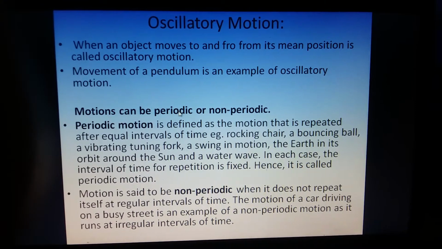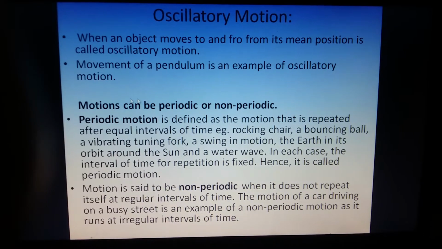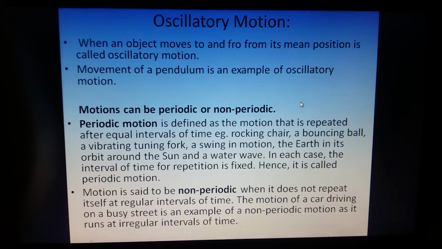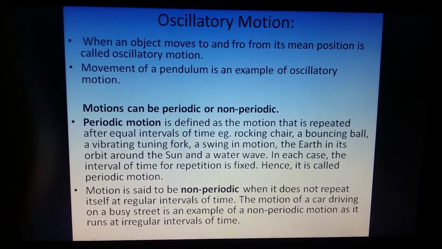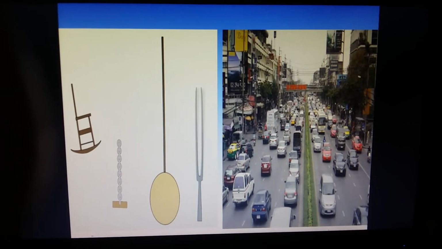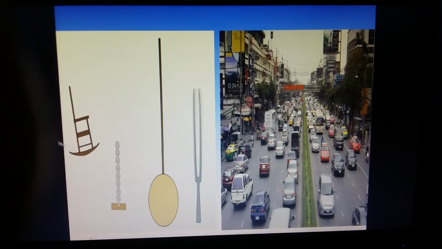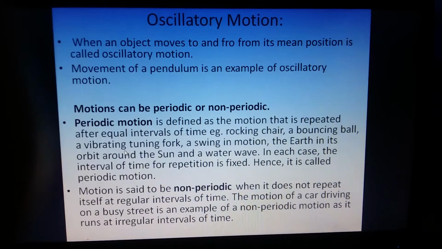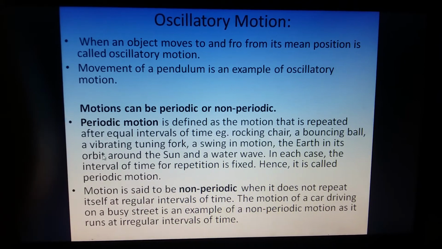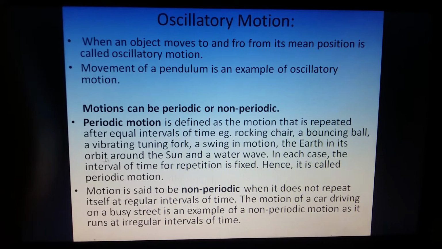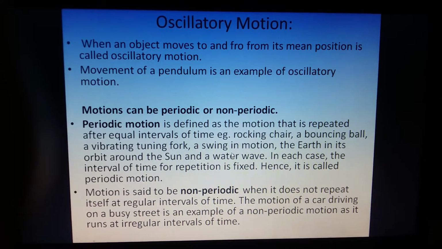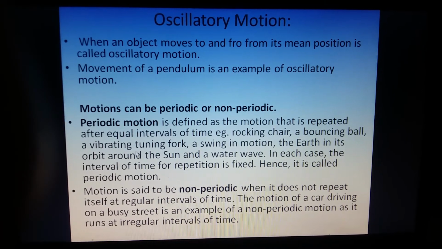Now motion can be periodic or non-periodic. Periodic motion is defined as the motion that is repeated after equal interval of time. So, for example, this rocking chair and bouncing ball, or a vibrating tuning fork, or a swing that keeps on repeating periodically. So they are periodic motion. When Earth travels in its orbit around the sun, it keeps on repeating its motion after a fixed interval of time. The water waves, these are periodic motion.